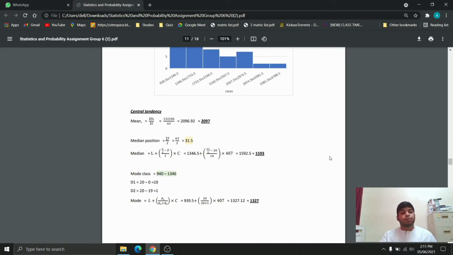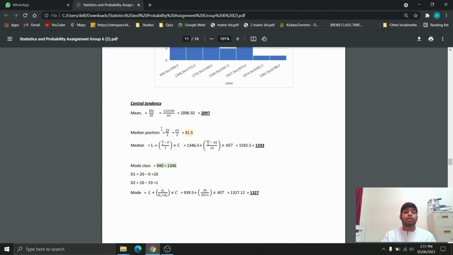So basically, first what we need to find is the simple mean. For this, we need to find the summation of f times x, that is the frequency multiplied by the midpoint, then divide by the summation of all frequencies. Then we apply the formula, we substitute the values, and then we get 2097. And after that, we need to find the median. First, before finding the median value, we need to find the median position.